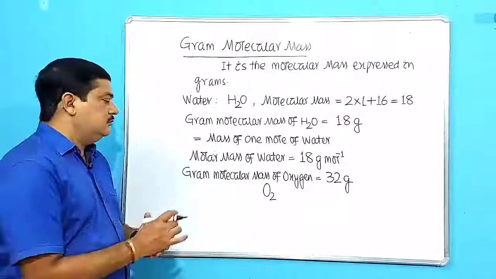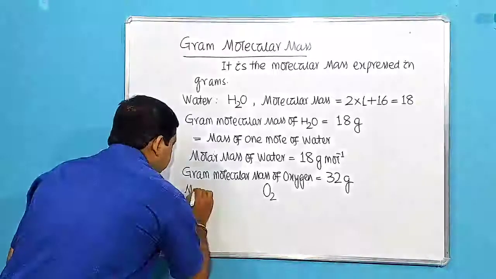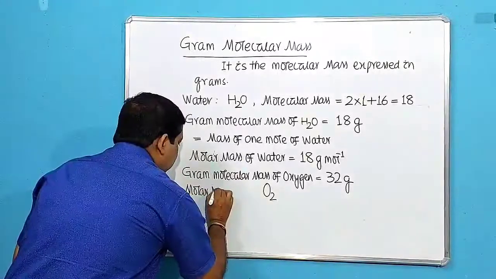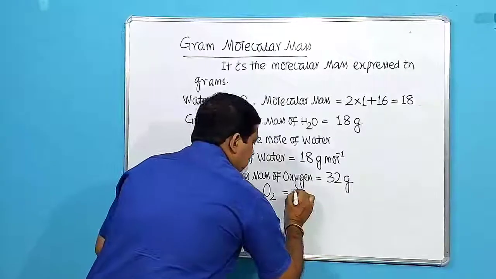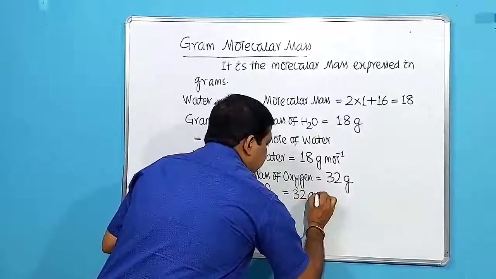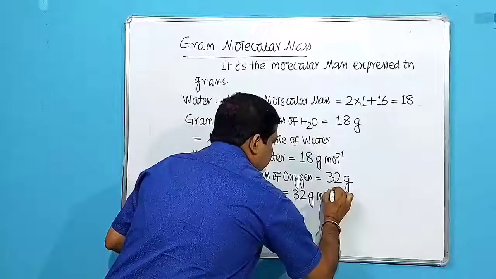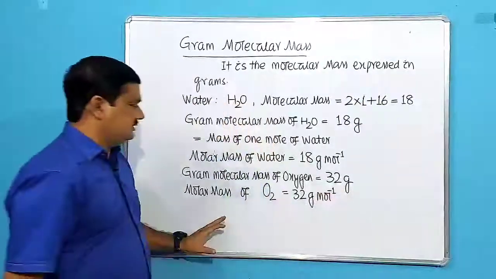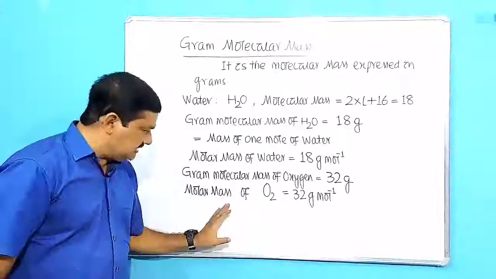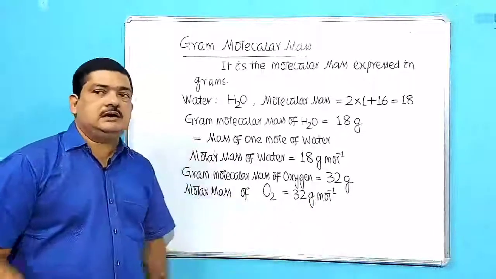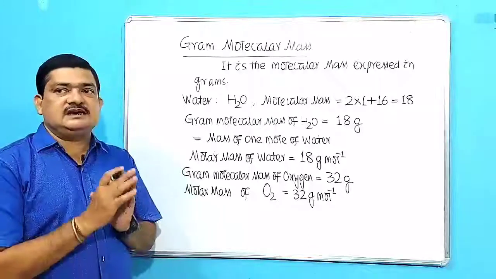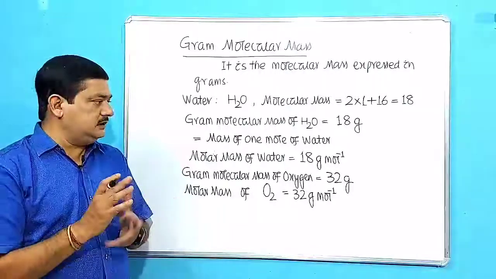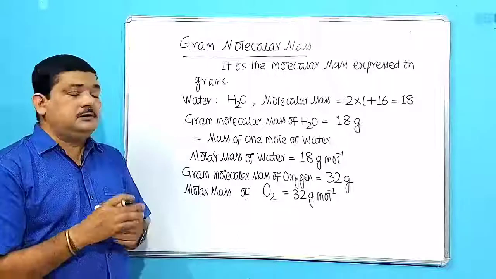So what is the molar mass of oxygen? Molar mass of oxygen will be 32 gram per mole. Because we are taking per mole, that becomes the molar mass. That means the mass of 1 mole of that substance is called molar mass. Then what is gram molecular mass? Molecular mass expressed in grams. So these are the only differences between these two.